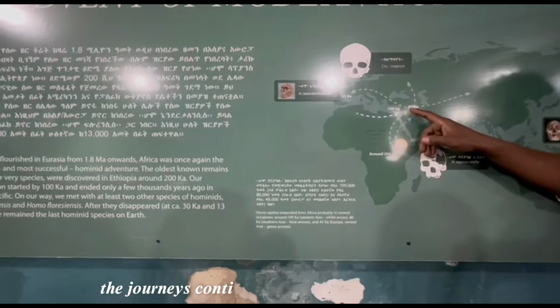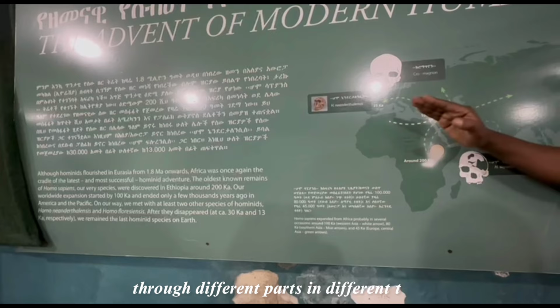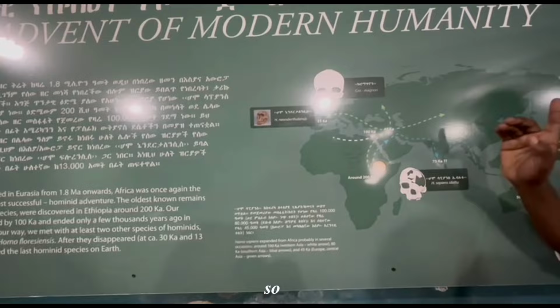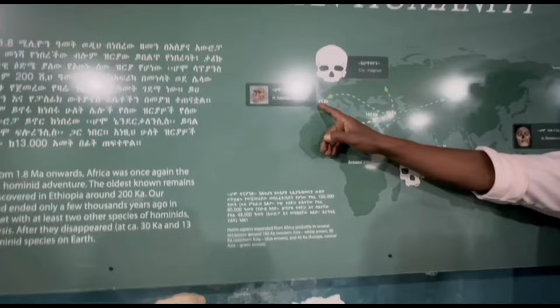Journeys continue to the Middle East. From the Middle East to different parts of the world in different time spans. So this was actually later found from this continent, from Europe. And then Homo floresiensis as well in the South Pacific, but it was disappearing.